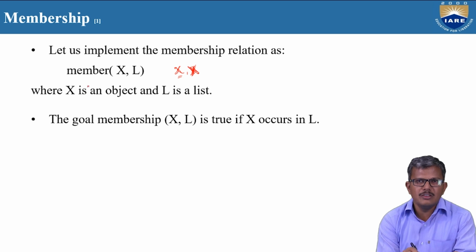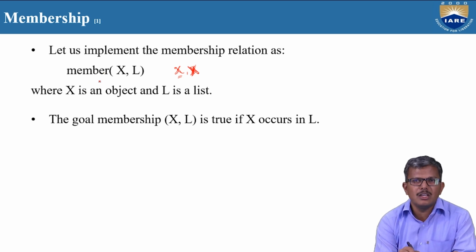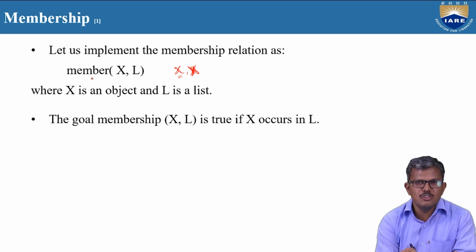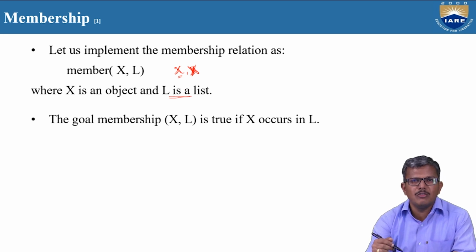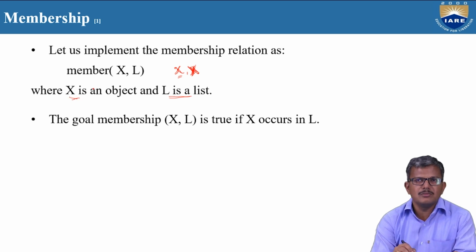So here what happens, if you want to check for the membership of a particular element or object, then it should be like this: member of X comma L. What this L represents is the entire list. And X is what we are searching for, that is, the element or object for which you are looking for the membership.